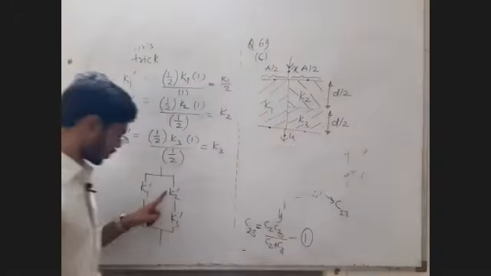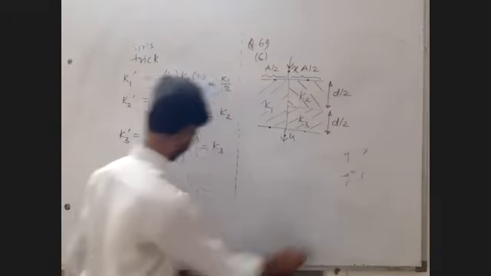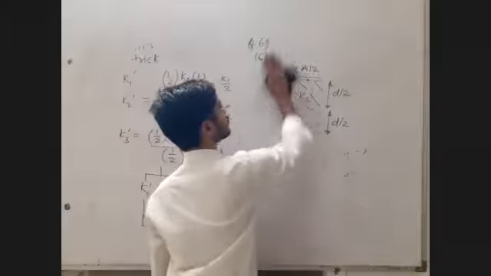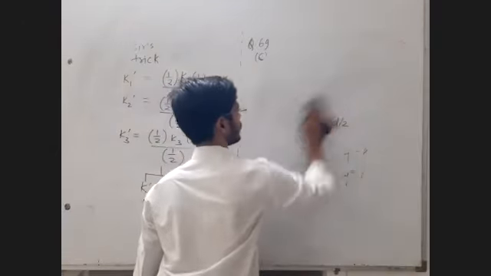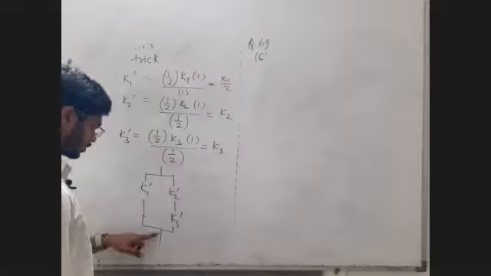Means these two are capacitors in series, so use the rule of parallel. Find out the answer. Then this branch and this branch are in parallel. Use the rule of series, resistors in series. Find out the answer. Means as if these are capacitors, you have to use the rule.